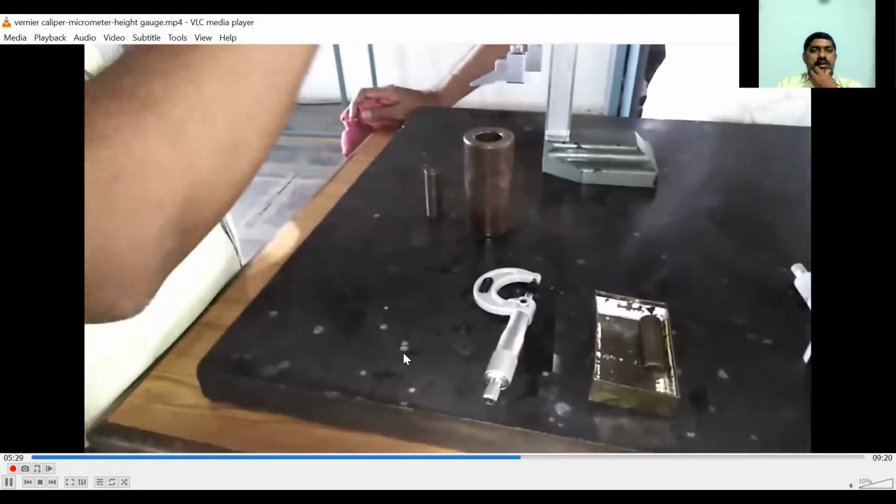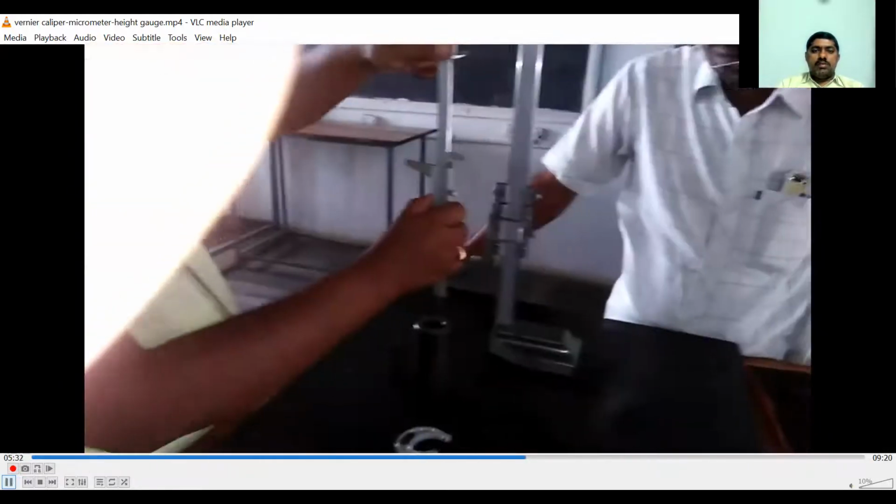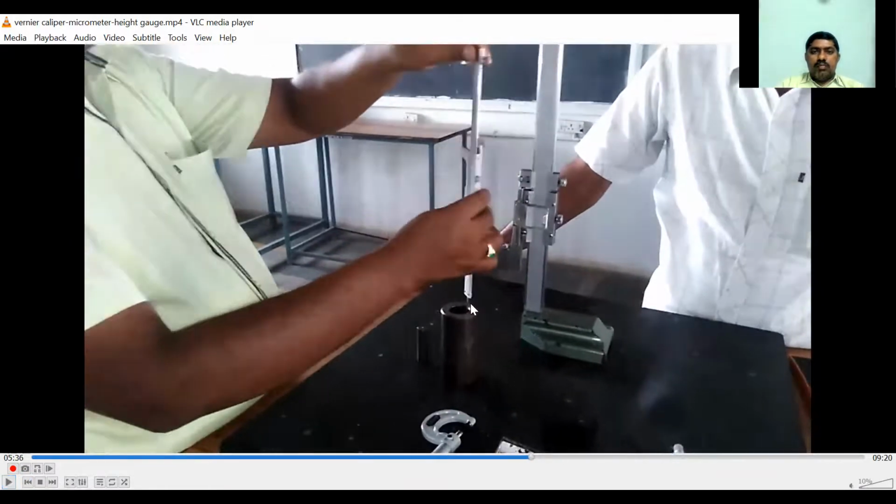Next we will take the depth of the given ring gauge by using the vernier calipers. So how to measure the depth using the vernier calipers? We have the depth probe. That is inserted into the cylindrical hole, and then we keep this L-shaped element on the top of the ring gauge, so it can sit on the top of the ring gauge.